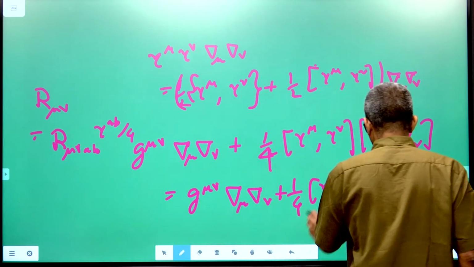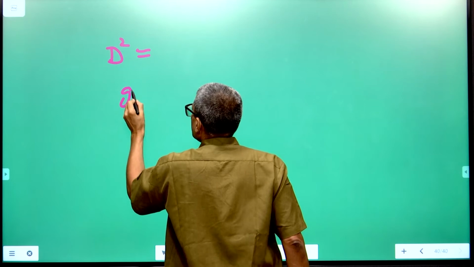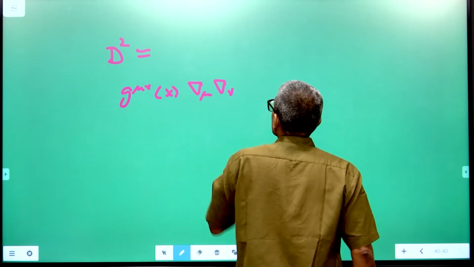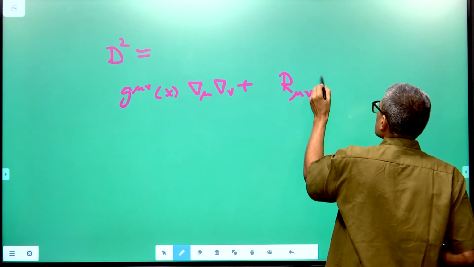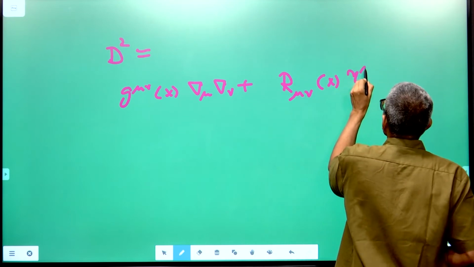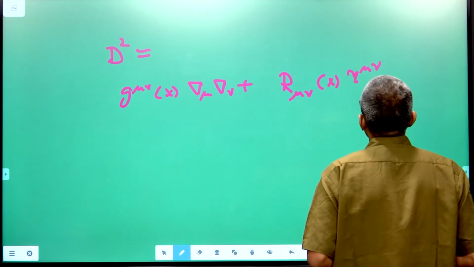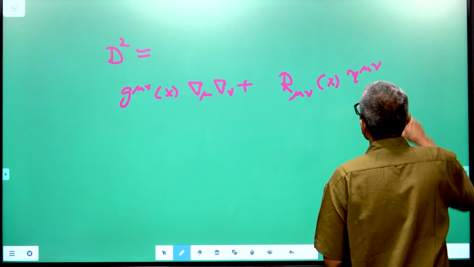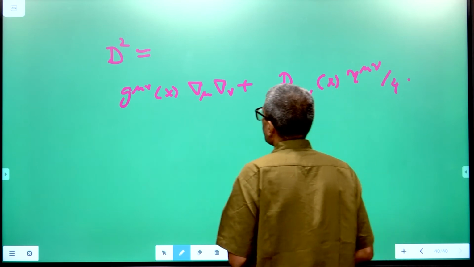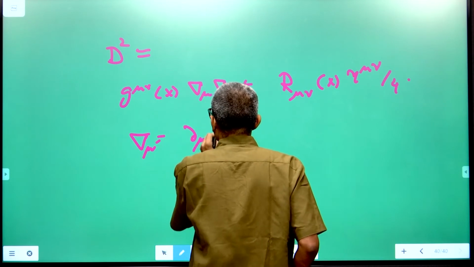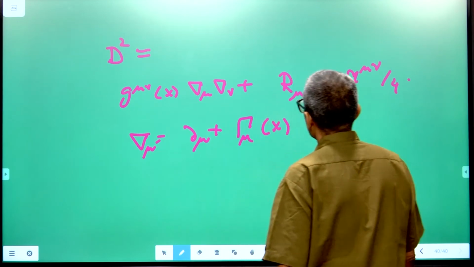So this whole thing, D square, contains a term like g mu nu of x del mu del nu plus R mu nu of x into gamma mu nu by 4. So R mu nu will partition into 2 portions. Now, what is del mu? Del mu is nothing but the spin covariant derivative. The spin and Yang-Mills both are involved, where del mu contains the total connection of the spin as well as the Yang-Mills field.